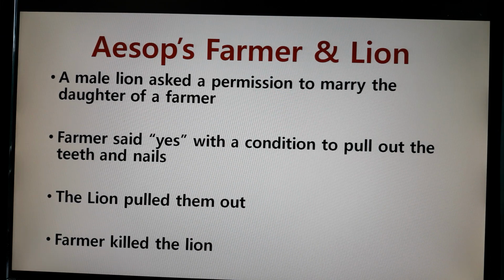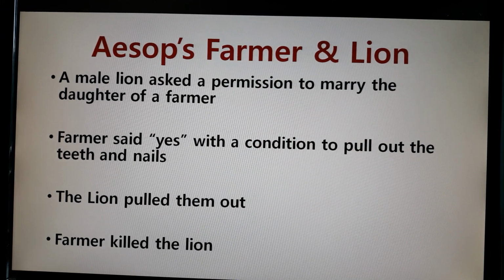I wonder if you remember the story about the farmer and the lion. Okay, I'm telling you again. I'm not your mom, but I'm willing to tell you. There is a male lion on the suburb of Greece. And then he found a very beautiful woman, but this woman is not a lioness, but a human being. So the lion found out that the beautiful lady is the daughter of a farmer. So the lion knocked on the door of the farmer's house and asked the farmer, "Can I marry your daughter?"